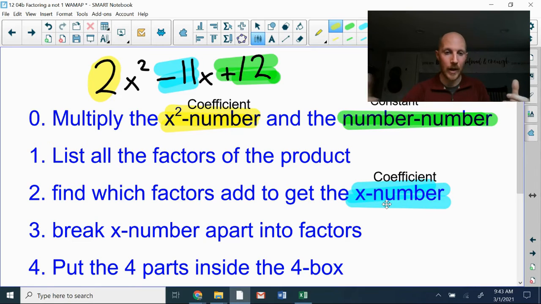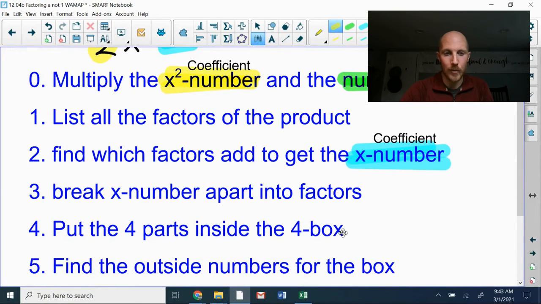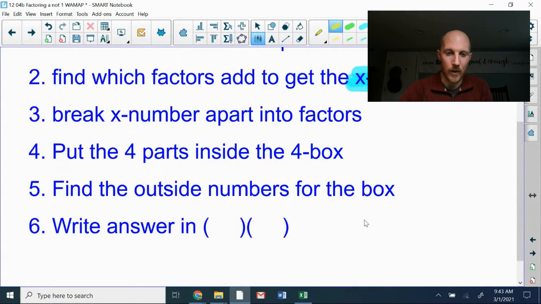So our original problem had 3 terms. We're going to break the middle term apart into 2 pieces to give us 4 terms total instead. Step 4, put those 4 parts inside the 4 box. And then step 5, we're going to factor to get the numbers that go on the outside of the box. Those are the factors. And then finally, number 6, write our answer in factored form.